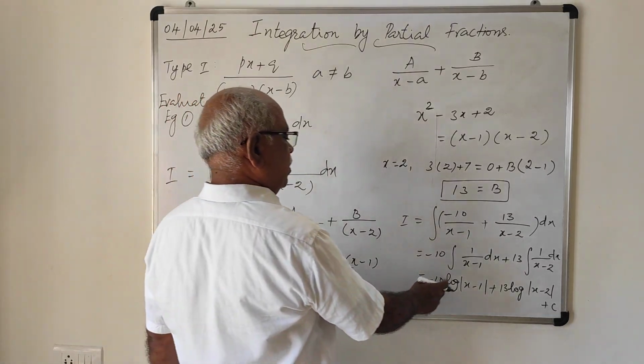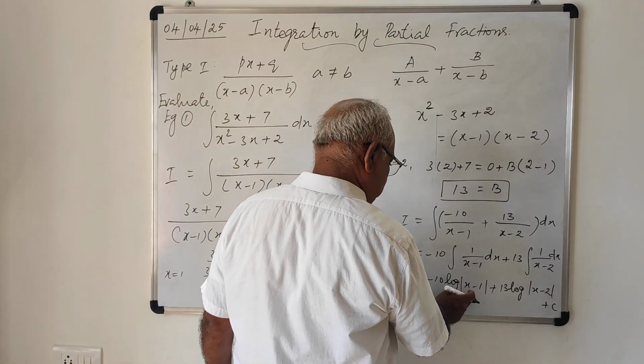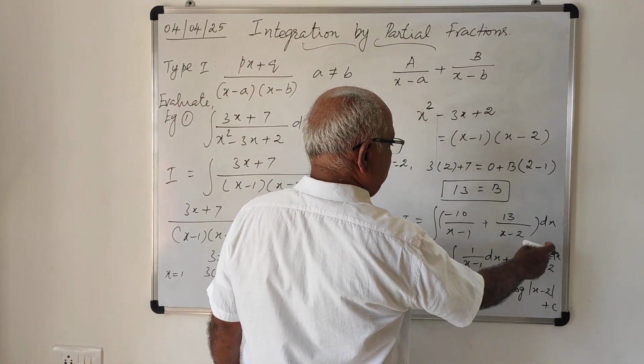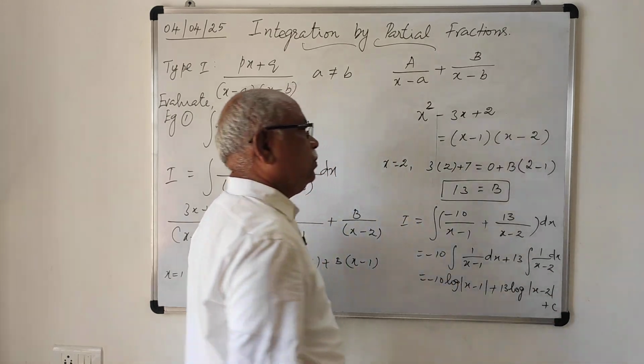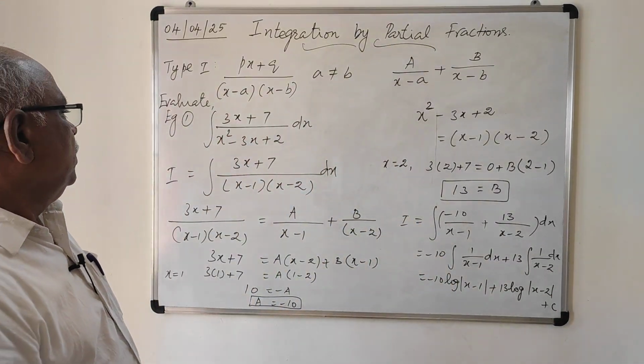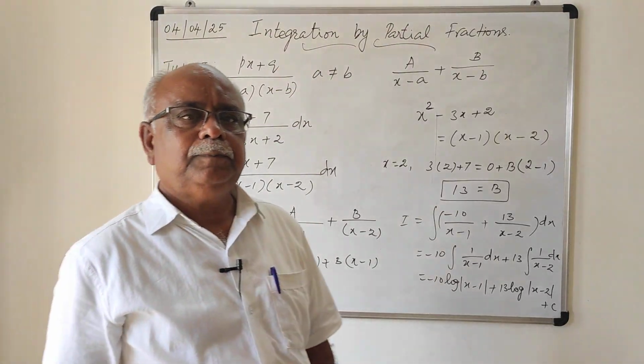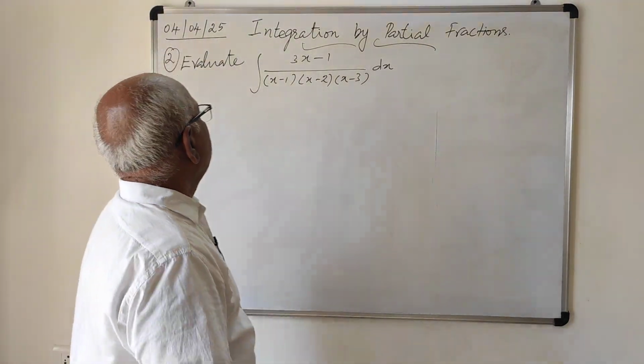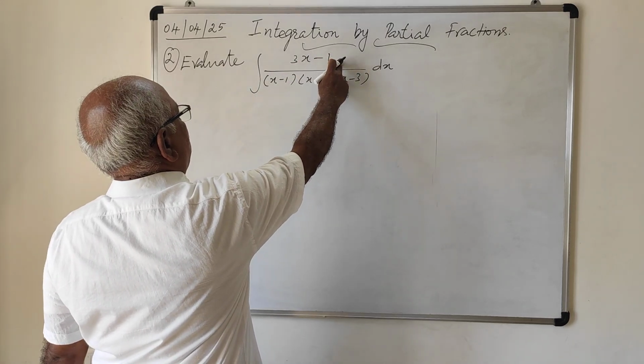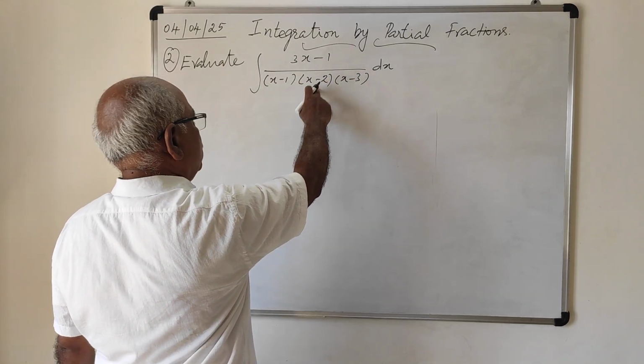Minus 10 times log of x minus 1, since the integral of 1 by x minus 1 is log of x minus 1, plus 13 into the integration of 1 by x minus 2, which is log of x minus 2, plus c. Okay, that's all about this problem using the method of partial fractions. Next problem. Evaluate the integral of 3x minus 1 by x minus 1 into x minus 2 into x minus 3.